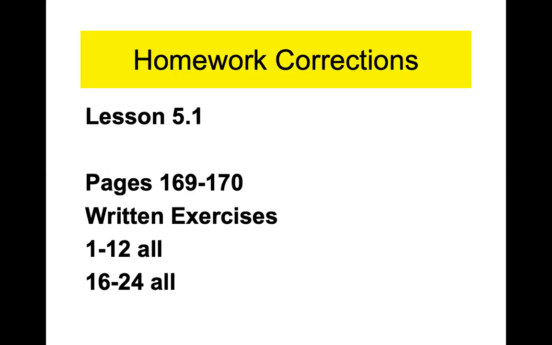Perimeter for number 11 is 60 units. Number 12, ST is 14, and SP is 13. Okay. We'll skip the proofs and go on to 16, which we did. 17, 3, comma 2. 18 is 5, comma 5.